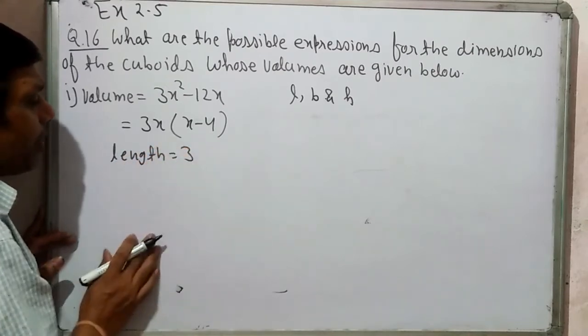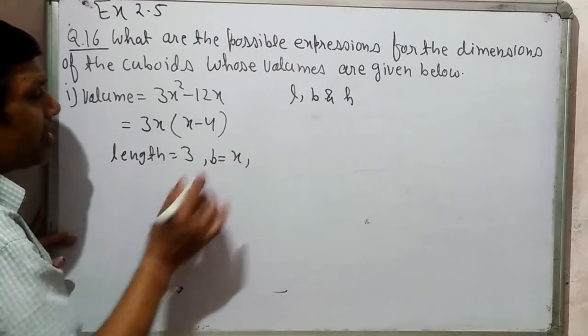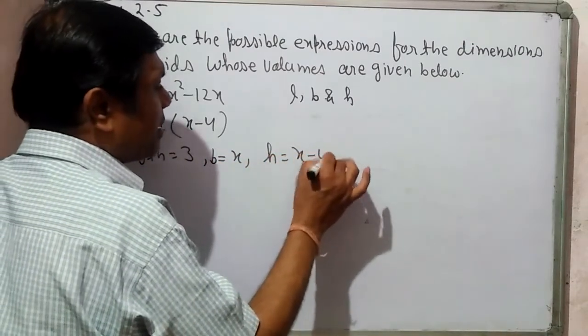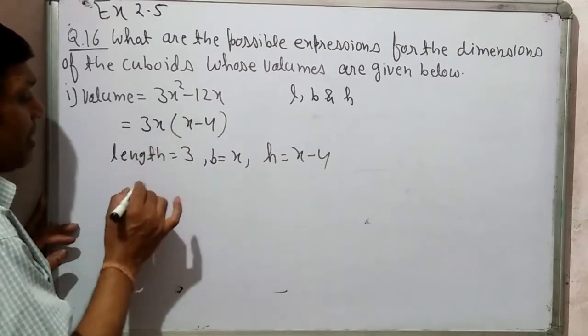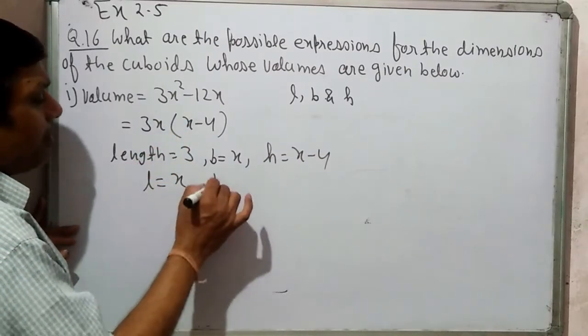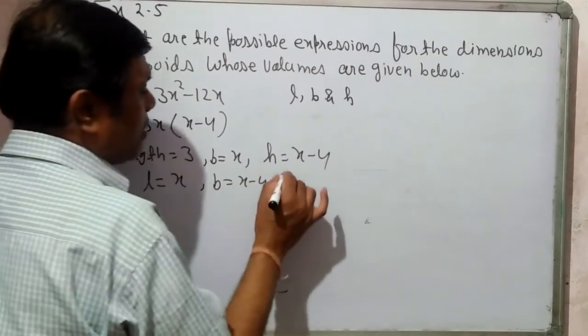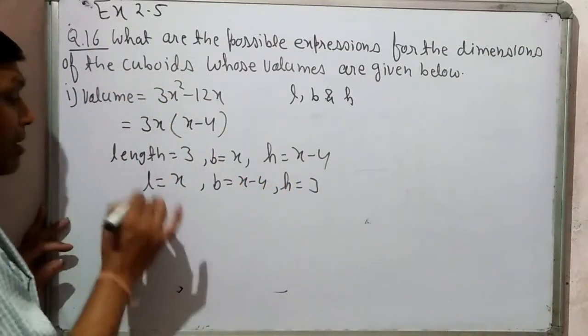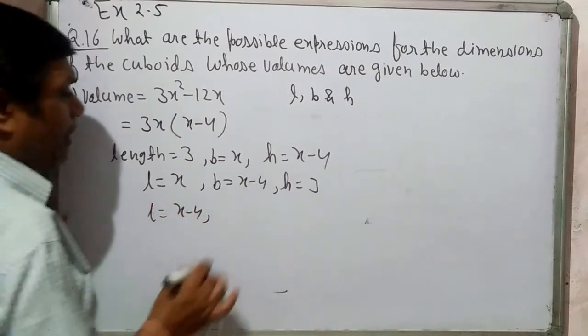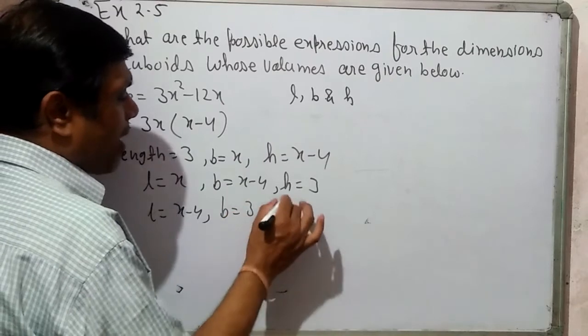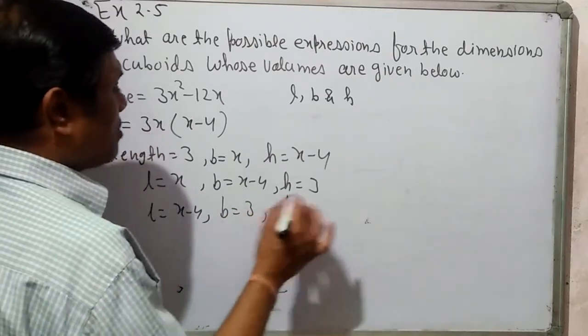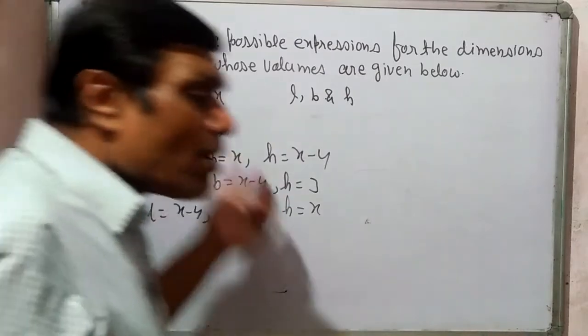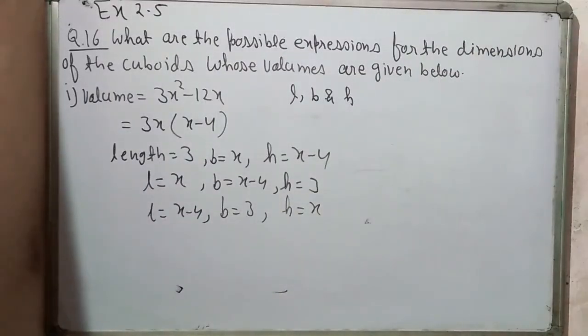So what we have is length we can say is 3, breadth we can say is x, and height we can say is x minus 4. Or either way, length can be x, breadth can be x minus 4, and height can be 3. Length can also be x minus 4, breadth can be 3, and height can be x. So this way, all the 3 terms may be one of length, breadth or height. But these are the only 3 possible expressions for length, breadth and height.